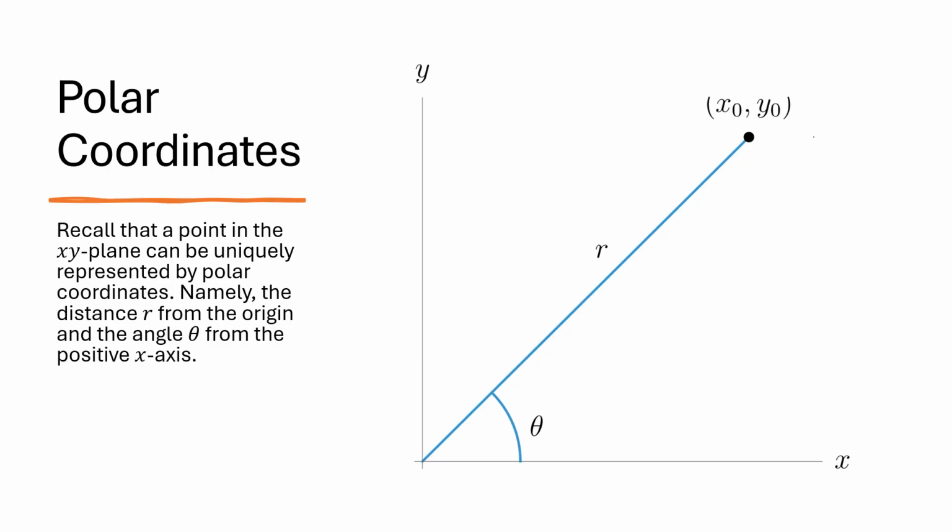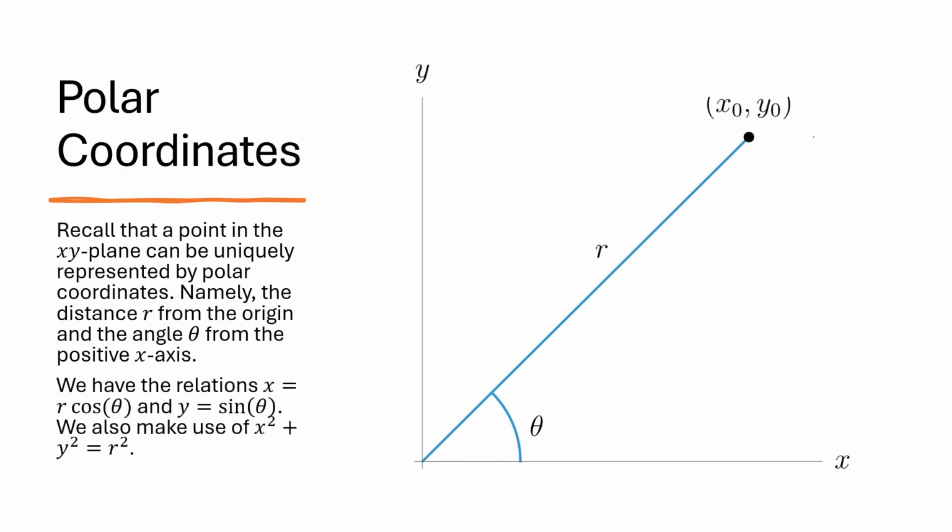We're used to giving points in the xy plane in terms of their x coordinate and their y coordinate. But we saw in calculus that we can also do this with polar coordinates. The coordinates in this case are the distance r from the origin, so r is always positive, and then the angle theta measured from the positive x-axis. These two things together determine our point (x0, y0) uniquely. So any point can be given in terms of an r and a theta.